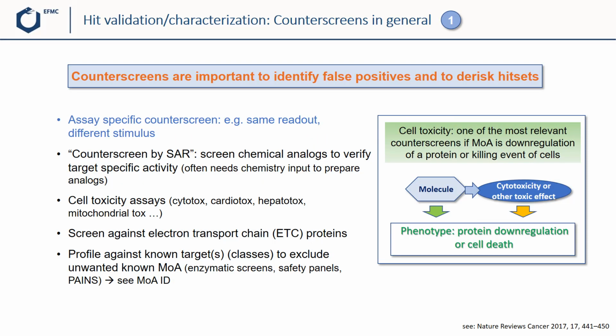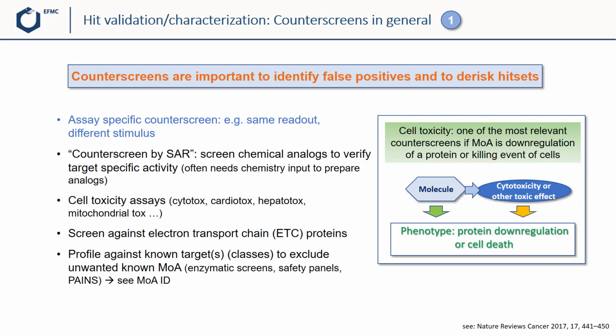Counter screens are a cornerstone of every triaging cascade in phenotypic screening, same as for target-based drug discovery, to identify false positives and to de-risk the hit set. A classic counter screen is assay specific, meaning that you use the same assay and its readout, but with a different stimulus. This can also include the non-stimulated system with test compounds. Another common way is to perform a counter screen by SAR, which entails testing chemically close analogs to substantiate the original hit finding data.